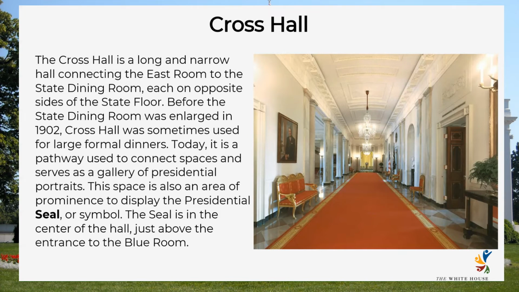The Cross Hall. Cross Hall is a long and narrow hall connecting the East Room to the state dining room, each on opposite sides of the state room. Before the state dining room was enlarged in 1902, Cross Hall was sometimes used for large formal dinners. Today it is a pathway used to connect spaces and serves as a gallery of the presidential portraits. The space is also an area of prominence to display the presidential seal or symbol. The seal is in the center of the hall, just above the entrance to the Blue Room.